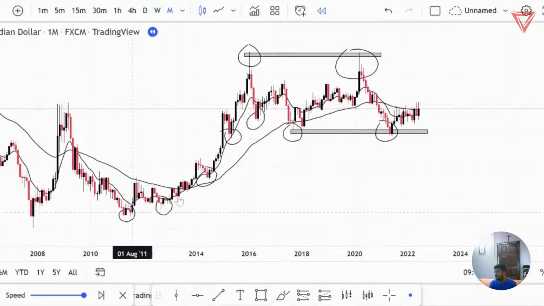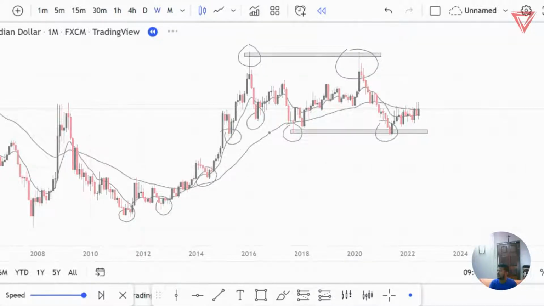So now that I have all of these different areas highlighted, I can change my time frame. I'm going down now. So I'm going on the weekly now.